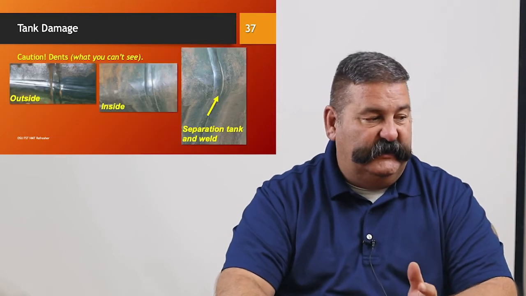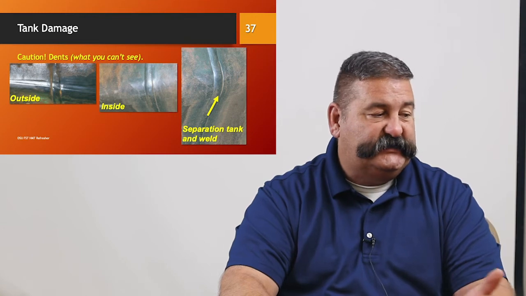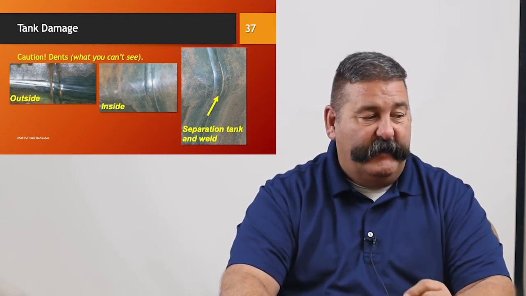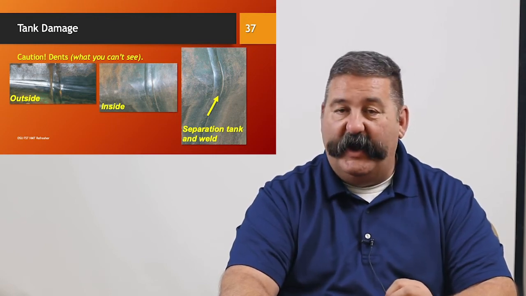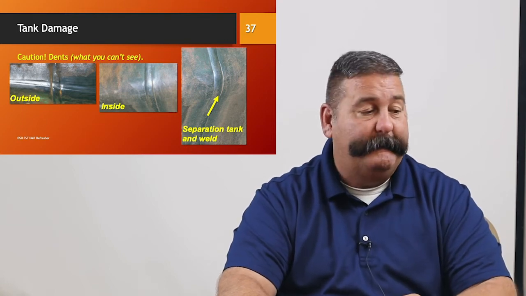Dents, you look at that, you can't always see what's going on there. For example, on these pictures, I look at the outside of this dent. This is kind of shown on the inside, but when we look even closer, we can actually see there's a separation of the tank and the weld itself. So again, this tank's only as strong as that point right there.